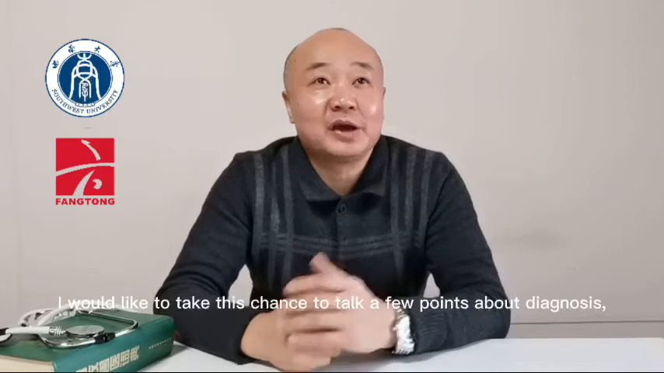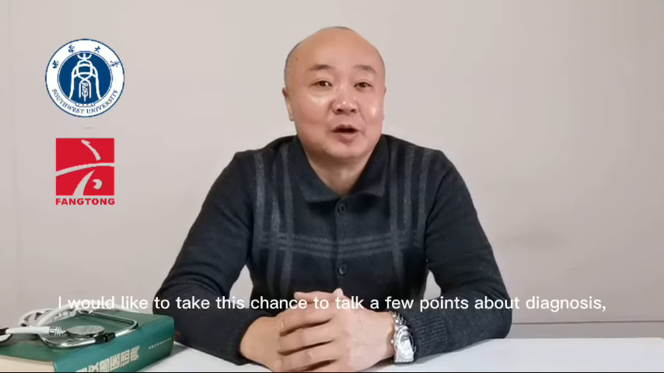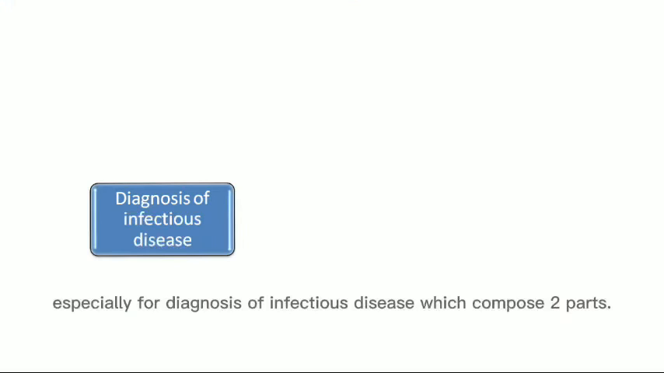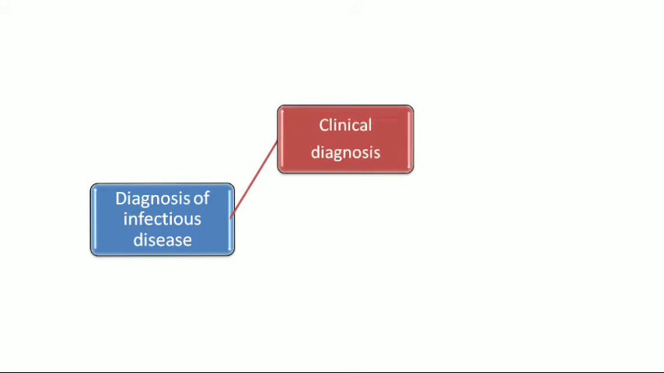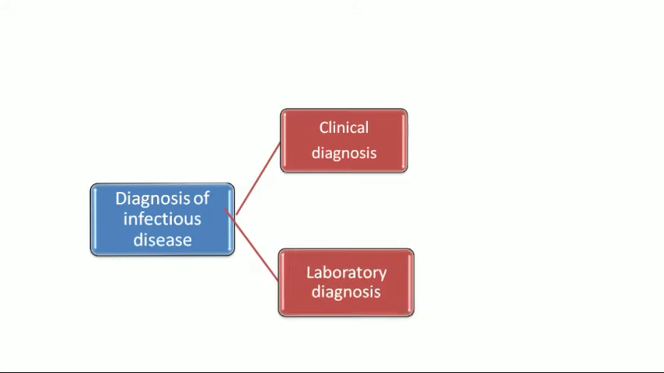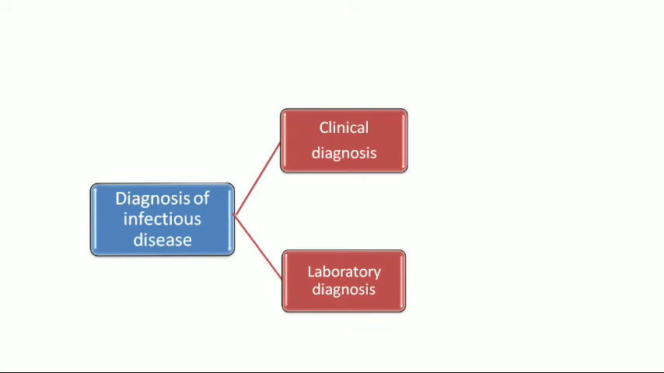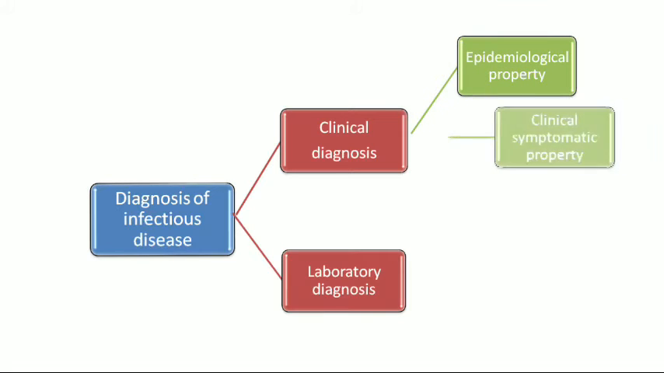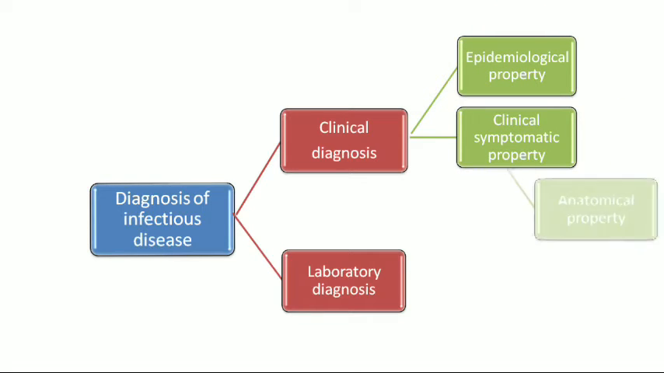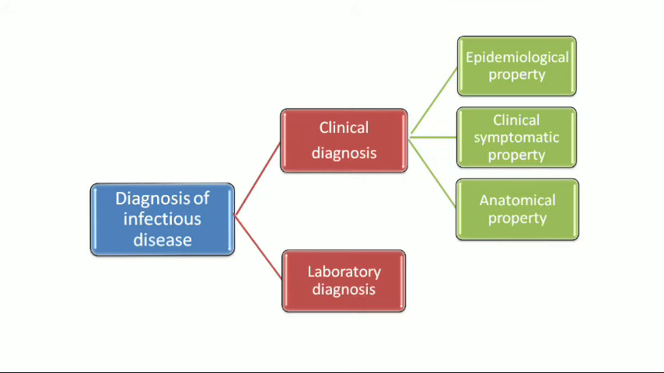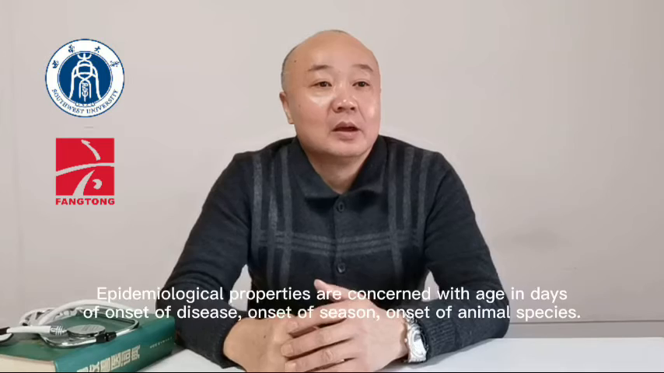I would like to take this chance to say a few points about diagnosis, especially for diagnosis of infectious disease, which composes two parts. One is clinical diagnosis, the other laboratory diagnosis. Clinical diagnosis includes epidemiological property, clinical symptomatic property, and anatomical property. So clinically, we have three diagnostic methods.